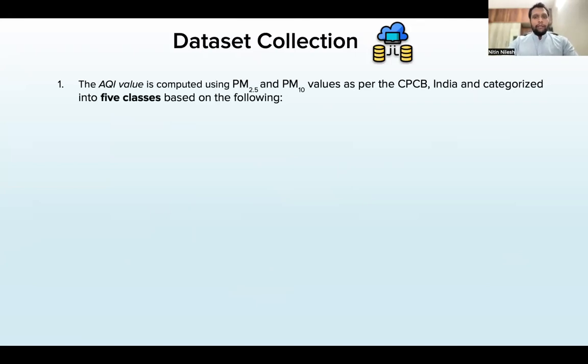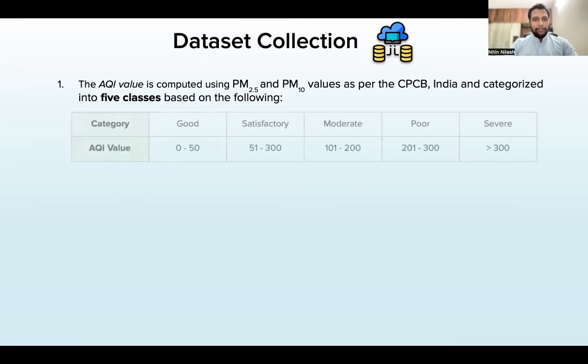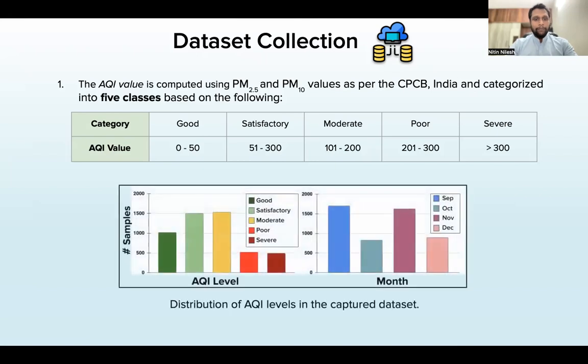From the PM 2.5 and PM 10, we computed the AQI value as per the Central Pollution Control Board, India. And we categorized the AQI value into 5 different classes. And these are as follows. So let's say the AQI value is between 0 to 50. The category is good. 51 to 100 satisfactory. 101 to 200 moderate. 201 to 300 poor. And if it is more than 300, then it is severe.